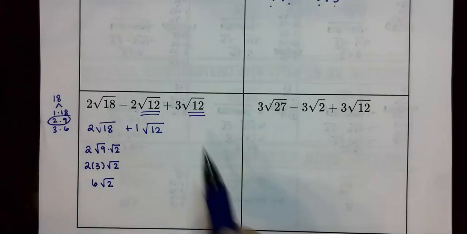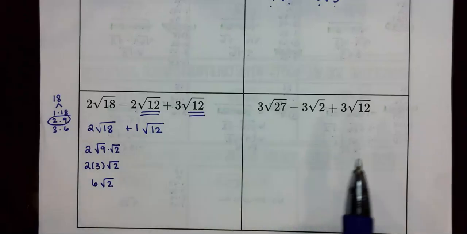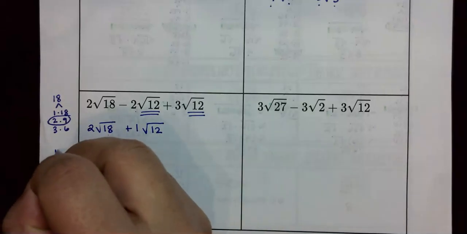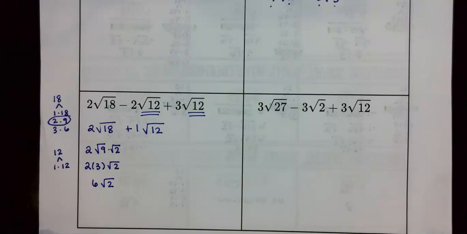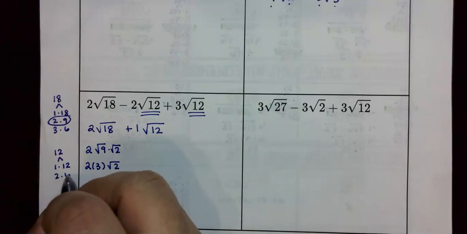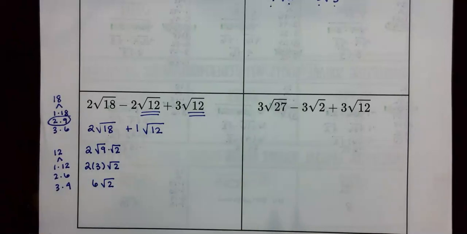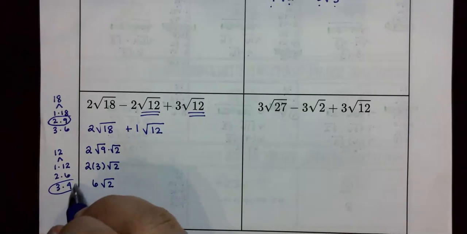Now, we still have to do the same thing with the 12. So I'm just going to use this side right here to find all the factors of 12. So 2 and 6, 3 and 4. If you go through, this one does have a perfect square. It's a 4. 6 is not a perfect square. 12 is not a perfect square. So this is the one we're going to use.